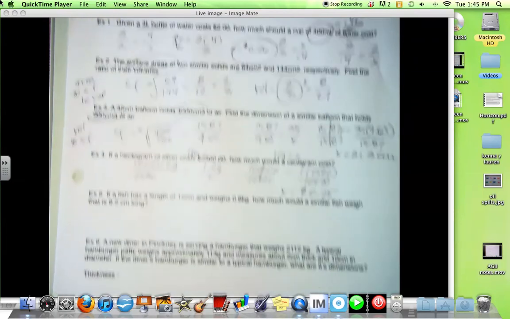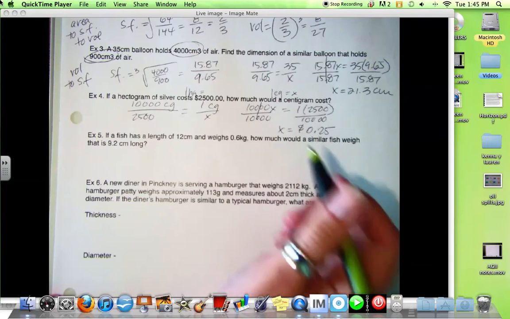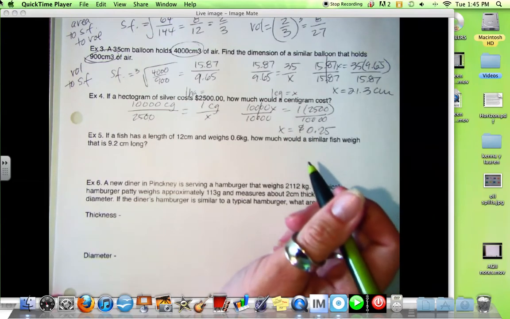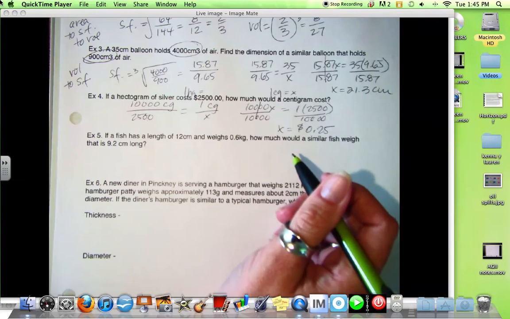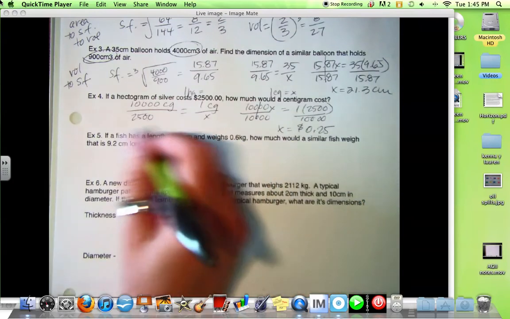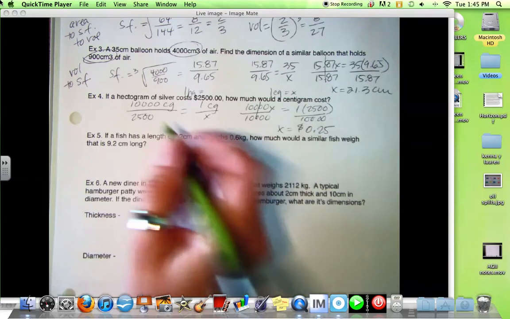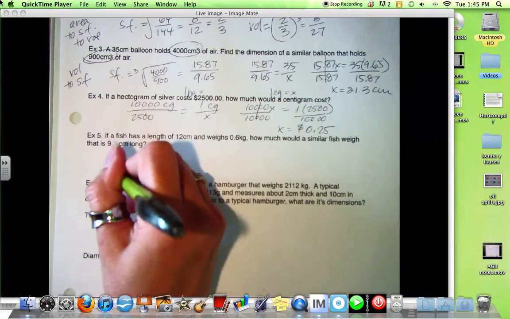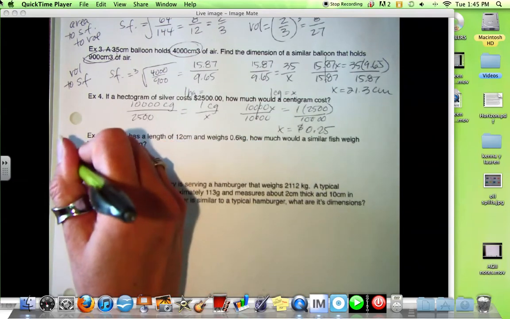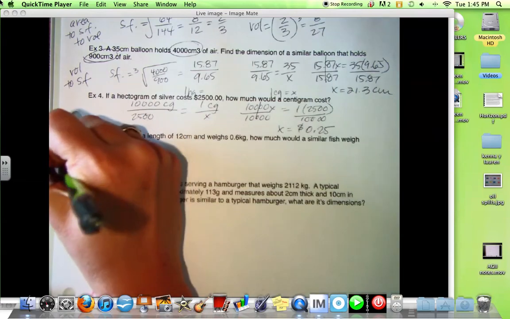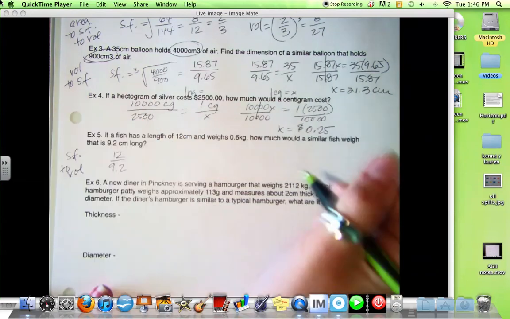If a fish has a length of 12 centimeters and weighs 0.65 kilograms, how much would a similar fish weigh that is 9.2 centimeters long? Can you do 12 over 9.2? Okay. 12 over 9.2 is giving us the scale factor, area, or volume. Okay, so 12 over 9.2. Now, what do we ask to find? Okay, the weight. So the weight is volume. So we need to go scale factor to volume.